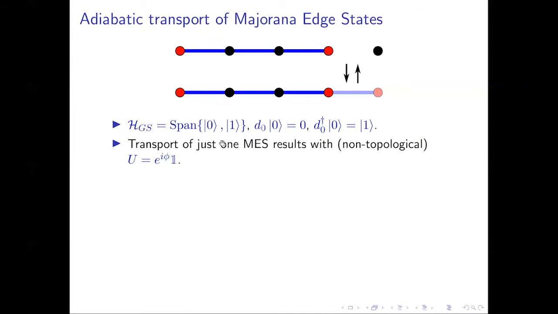If the ground space is written, let's say, as 0 and 1, then D0 annihilates zero and excites it in this way. One can show that such a transport results in an operator proportional to the identity, with some non-topological phase. But from the quantum computing perspective, we don't care about the global phase so much. So we can say that topologically, this would be an identity operator.